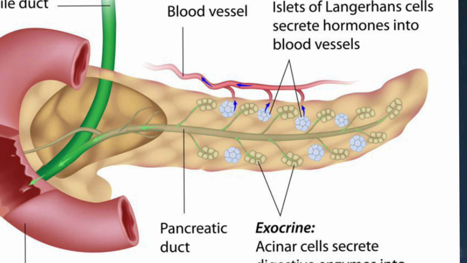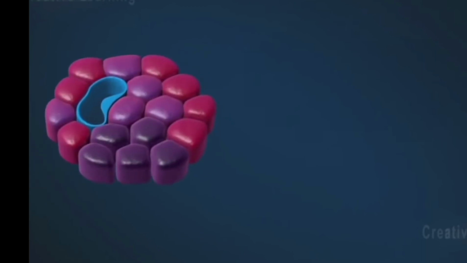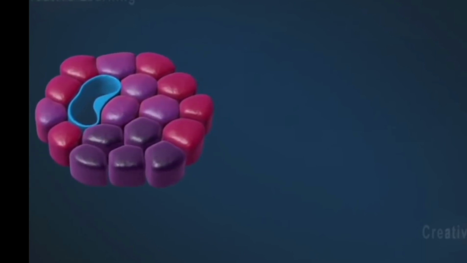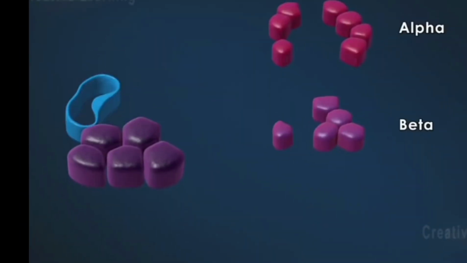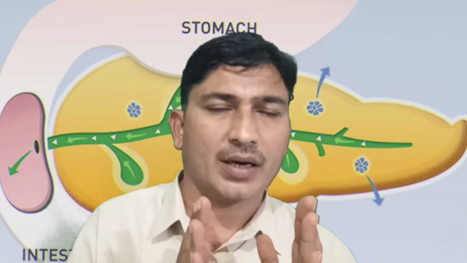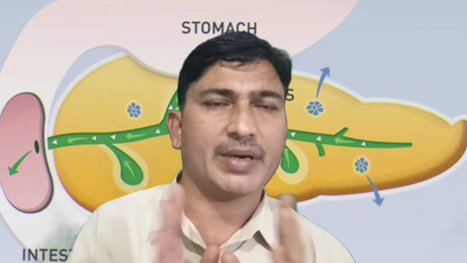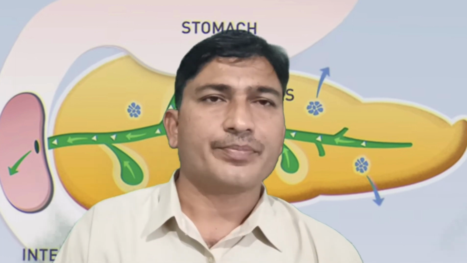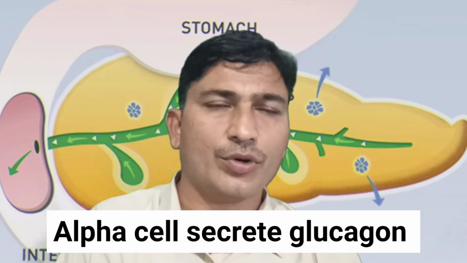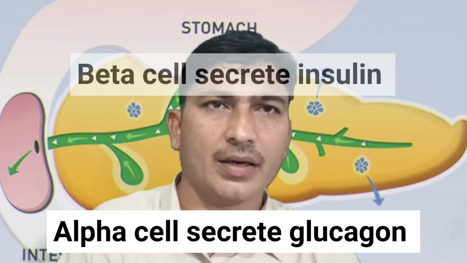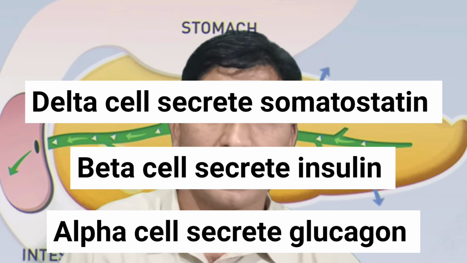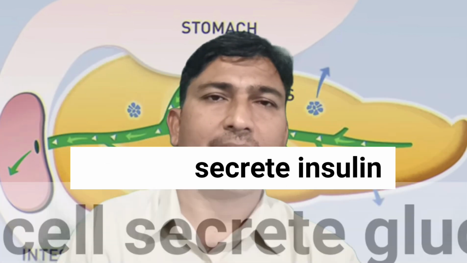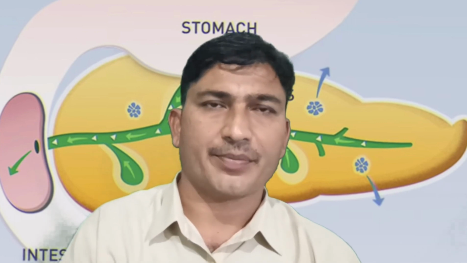There are three kinds of cells in the islets of Langerhans. One is called alpha cells, second is beta cells, and third is delta cells. These cells release chemicals that we call hormones. The hormones of the pancreas are protein based. Alpha cells secrete the hormone glucagon, beta cells secrete the hormone insulin, and delta cells secrete the hormone somatostatin. The functions of glucagon and insulin are opposite to each other.